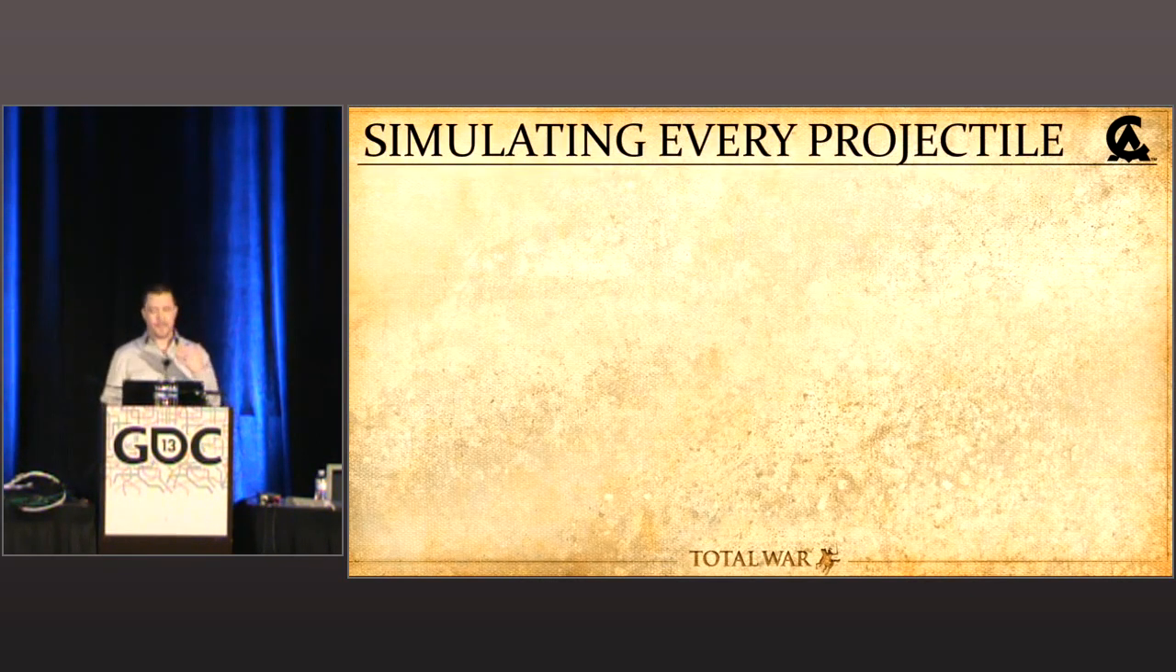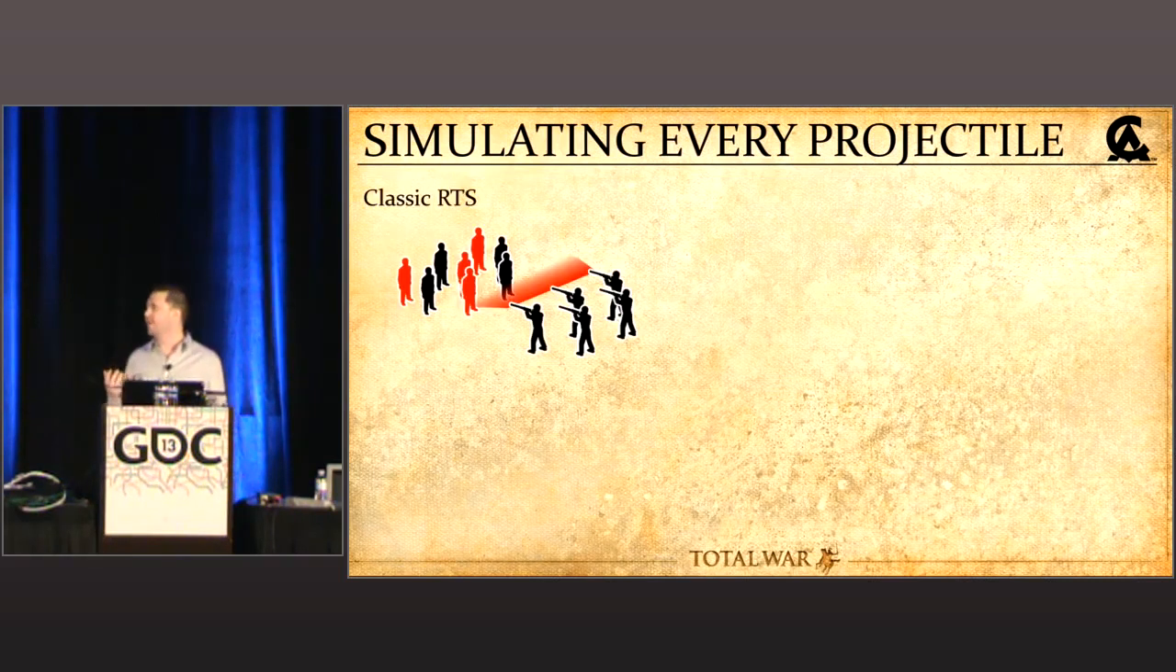Okay, so as I said, in our engine, we simulate every bullet, right? Every cannonball on the battlefield, and that's actually hundreds of thousands of projectiles in each battle. Now, in a traditional RTS paradigm, rules tend to determine the kill rate, right? You use a rule-based system. So in this situation, the kill rate might be 50%.